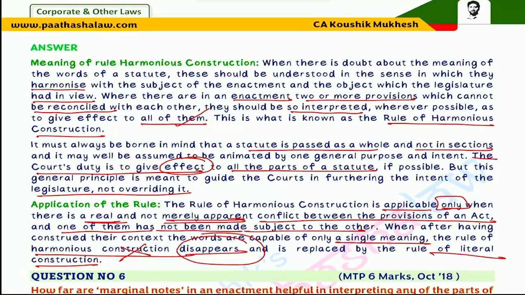Point B. There must be a conflict between those provisions. Underline the word conflict. Next point, C. There must be a real and not merely an apparent conflict.